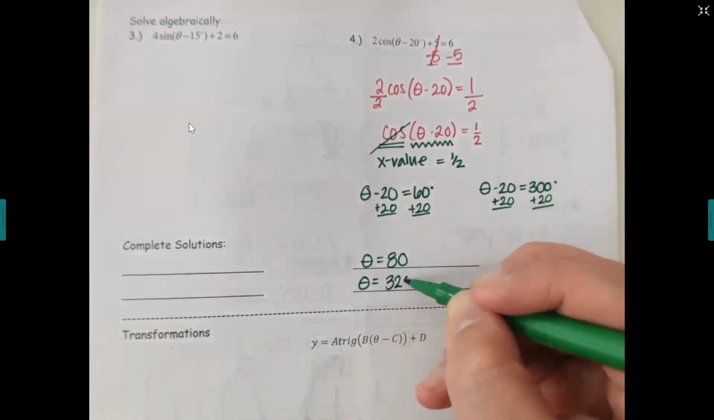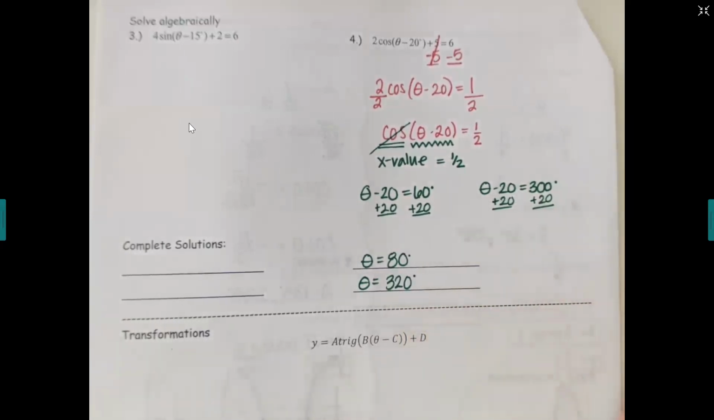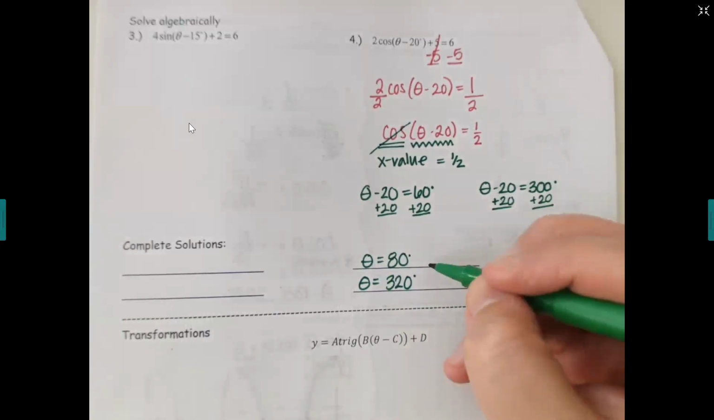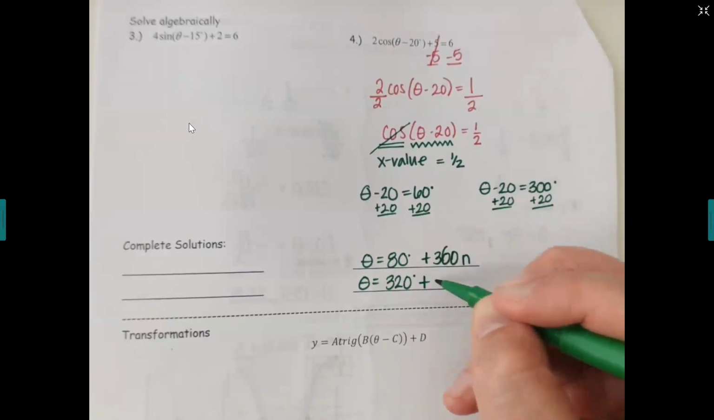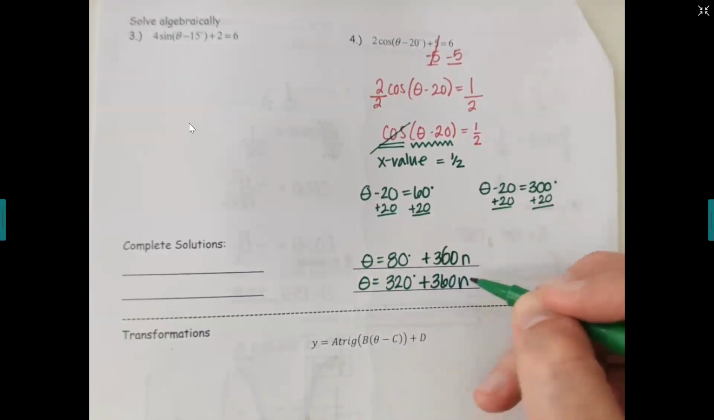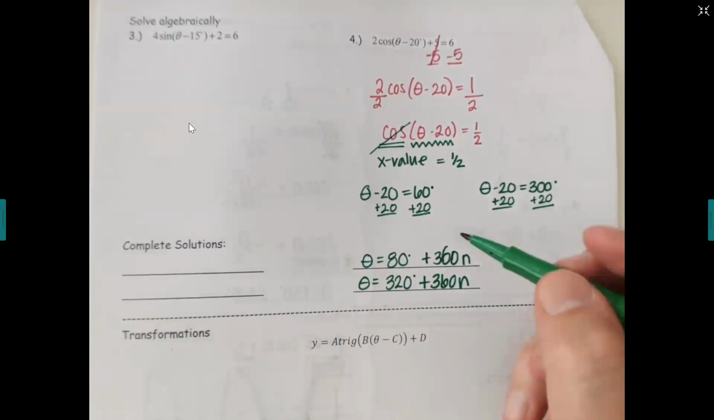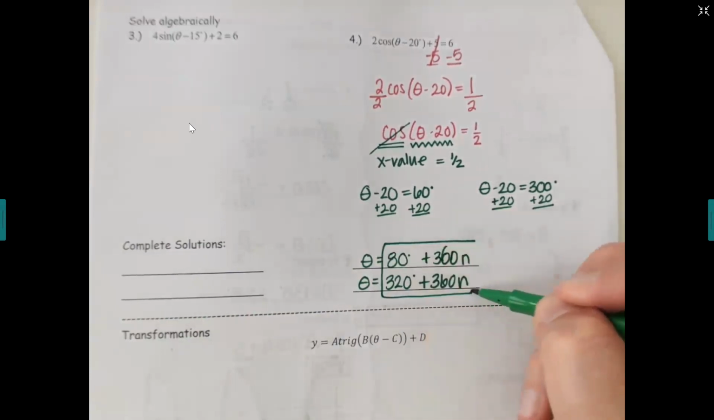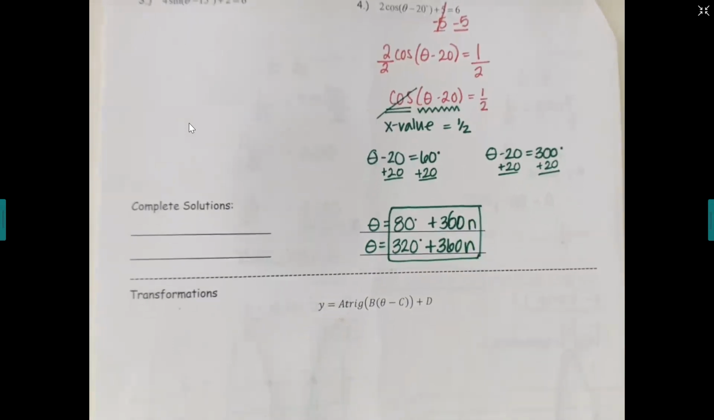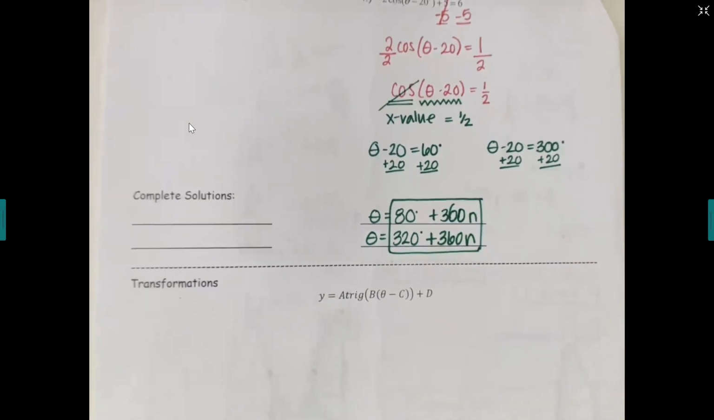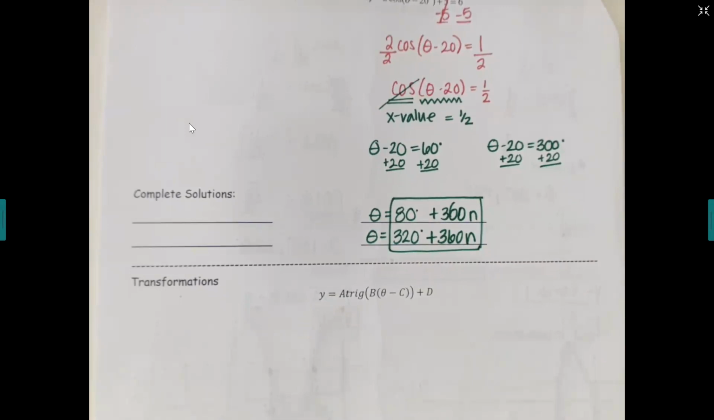Now remember, those are only the first 2 answers. Every time your graph goes through a full cycle, I'm going to get another one. So I add 360n to both answers. That's called your complete solution or your general solution. Okay, overall, did that make sense? Pretty easy? Okay.